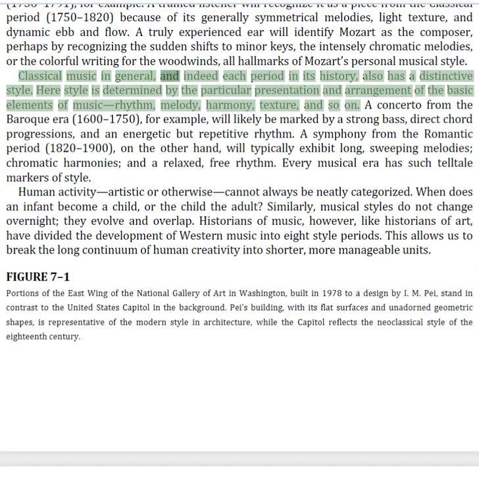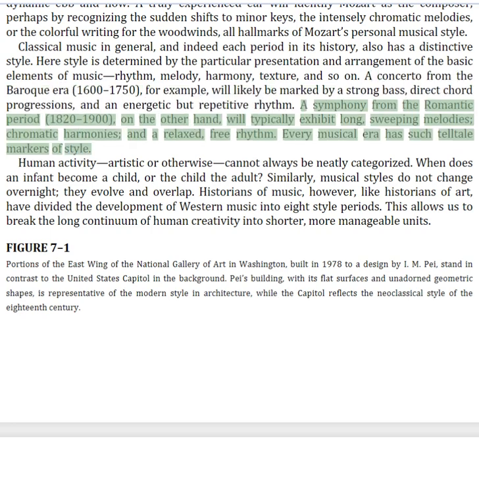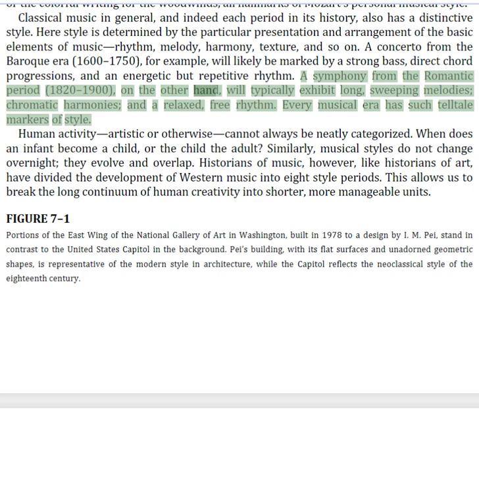Classical music in general, and indeed each period in its history, also has a distinctive style. Here style is determined by the particular presentation and arrangement of the basic elements of music: rhythm, melody, harmony, texture, and so on. A concerto from the Baroque era, for example, will likely be marked by a strong bass, direct chord progressions, and an energetic but repetitive rhythm. A symphony from the Romantic period, on the other hand, will typically exhibit long, sweeping melodies, chromatic harmonies, and a relaxed, free rhythm. Every musical era has such telltale markers of style.